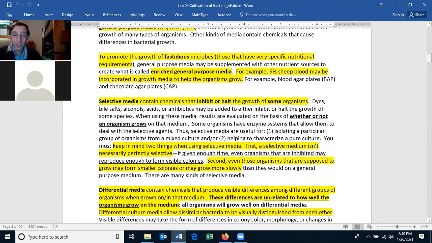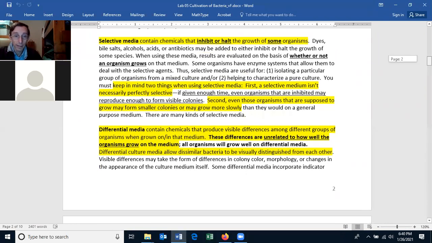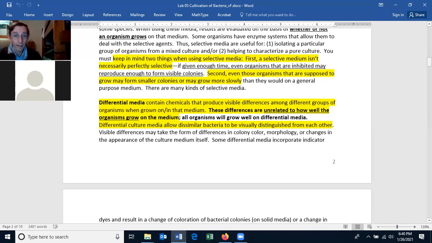Then after selective media, there's differential media, and this media contains chemicals that produce visible differences among different groups of organisms when they're grown in that medium. So you can see differences between 2 different species. And these differences are unrelated to how well the organisms grow in the media. Any question about that?